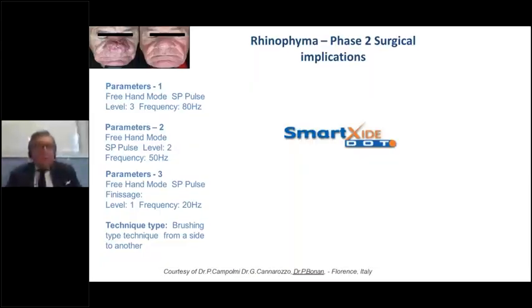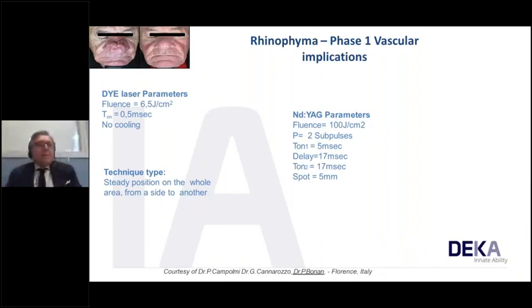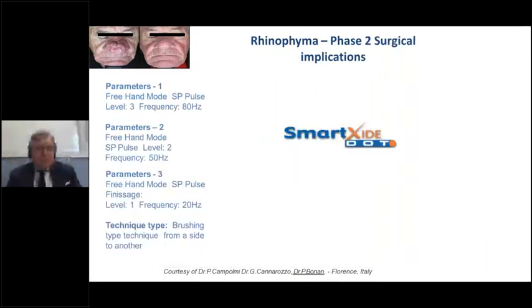First, we treat with a vascular laser, could be pulse dye laser with these kinds of parameters, 6.5 joule per square centimeter and 0.5 milliseconds as the pulse duration, or Nd:YAG, fluence 100 joule per square centimeter, 2 subpulses, the first 5 milliseconds, the second 17 milliseconds with a delay of 17 milliseconds. The spot is 5 millimeter. After 1 month, we can have a second phase that is represented by the surgical treatment.